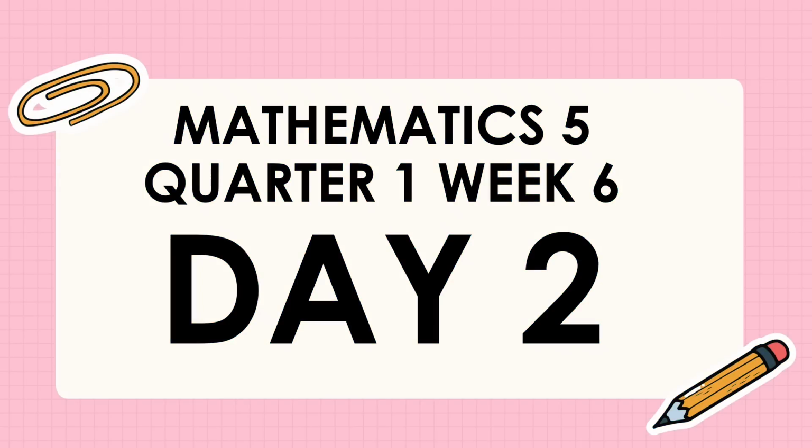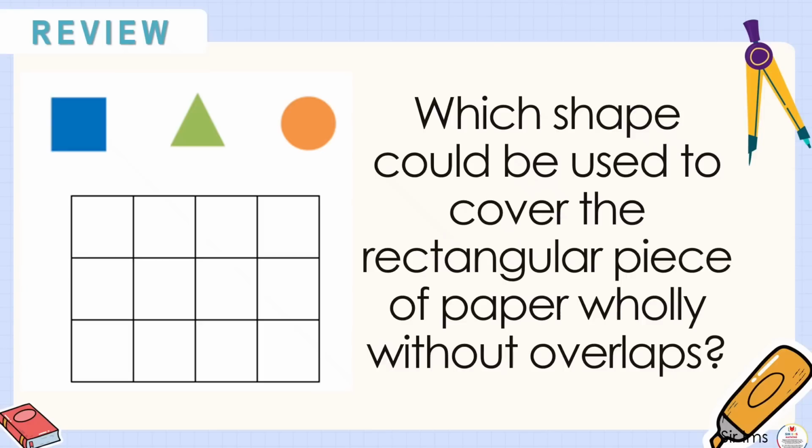Okay, so this time, let's go to day 2 and we're going to discuss, breaking down, how we are going to get the area of these shapes. Okay, so let's have a quick review. Which shape could be used to cover the rectangular piece of paper wholly without overlaps? Is it a square, a triangle, or a circle? So which one will fit and cover that rectangular piece without overlapping? So of course, it is the square.